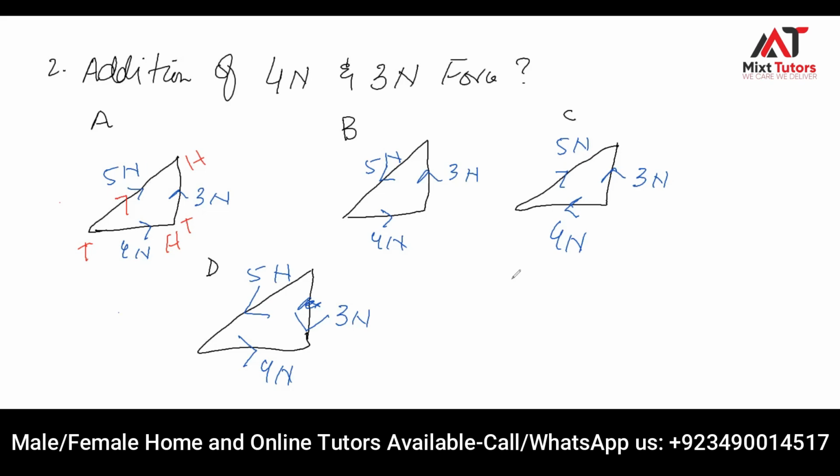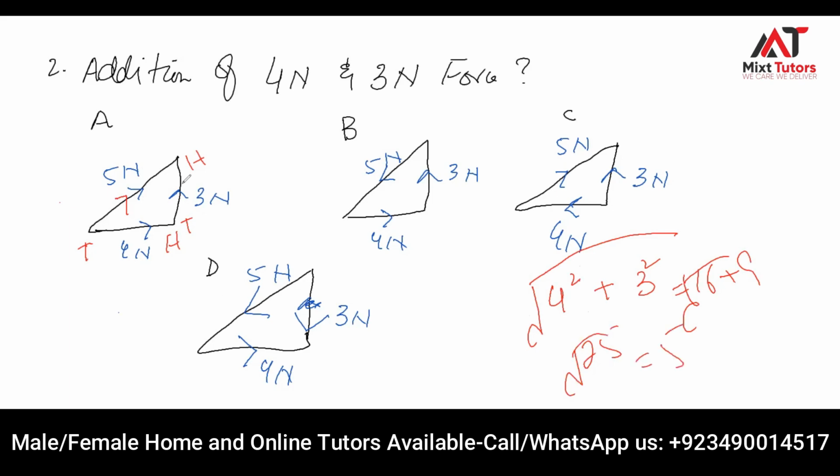Now, how is the magnitude of the resultant 5? By using the Pythagoras theorem. Are you familiar with the Pythagoras theorem, students? Yes, sir. Okay, 4 squared plus 3 squared is 16 plus 9, under root, which becomes 25. Square root of 25 is 5. So the resultant would be 5. Option A is the correct answer.